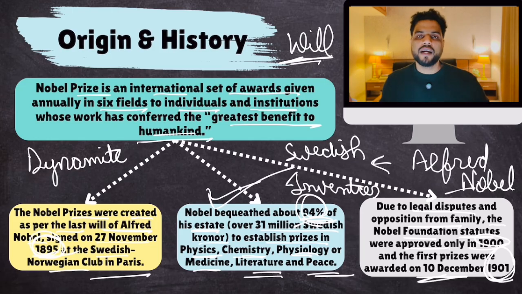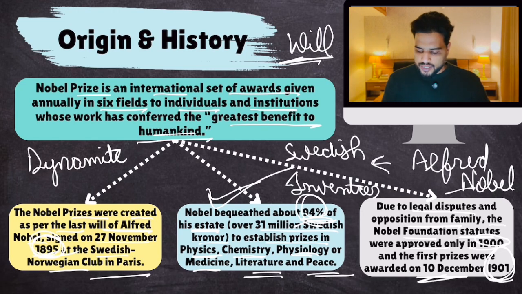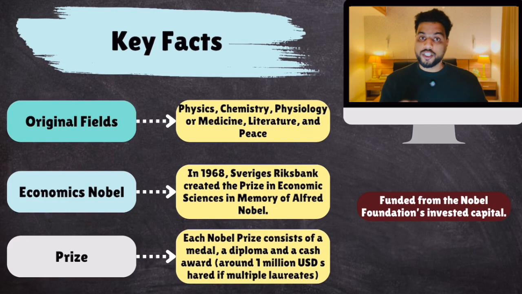And since 1901, these 5 prizes have been awarded annually: physics, chemistry, physiology or medicine, literature, and peace. Now, some key facts about this prize. You should know this because slight or very detailed MCQs can be asked from this.